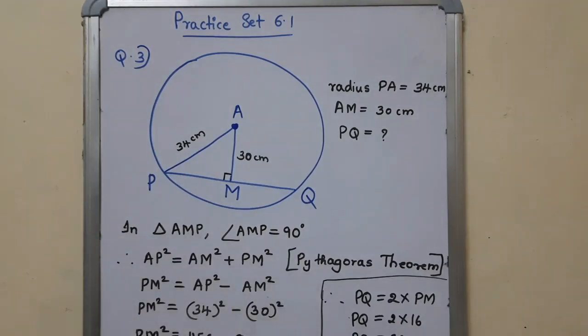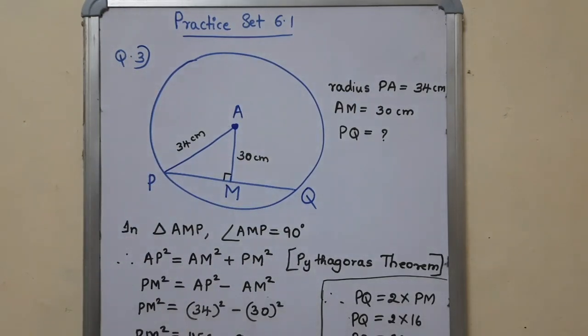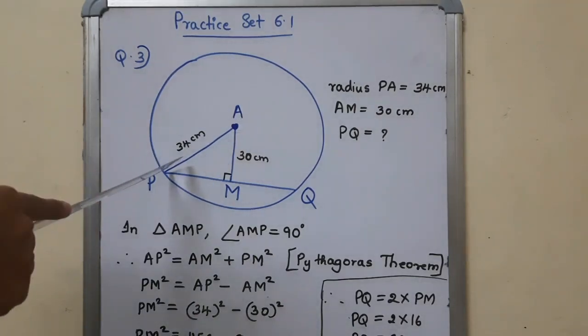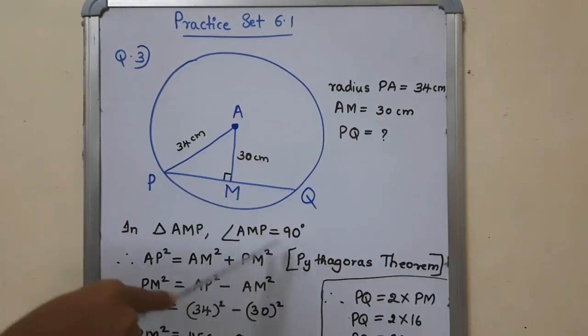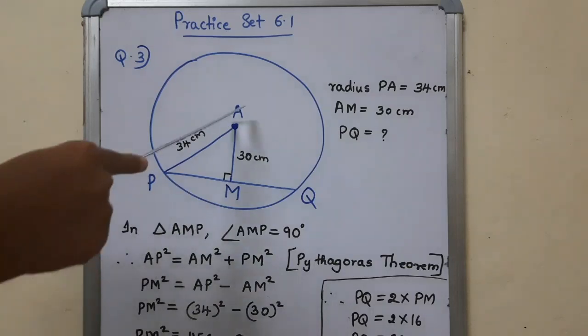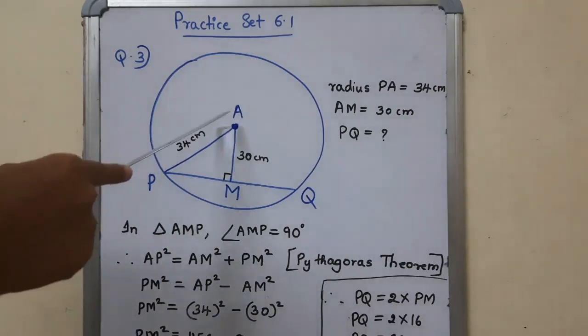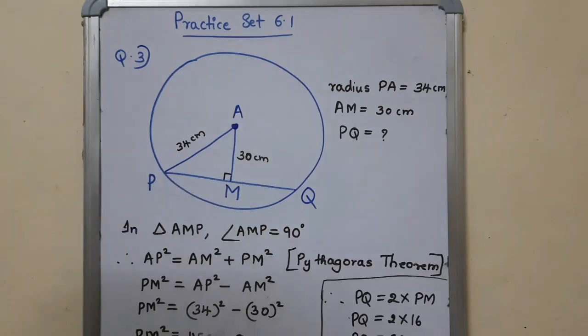So first we have written in triangle AMP, angle AMP is equal to 90 degree. Therefore Pythagoras theorem, that is AP square is equal to AM square plus PM square. I think everyone knows how to write this. Here AP square is hypotenuse. Hypotenuse square is equal to base square plus height square. Same thing we have written here. AP square is equal to AM square plus PM square.